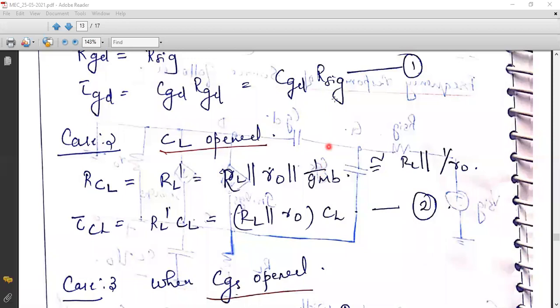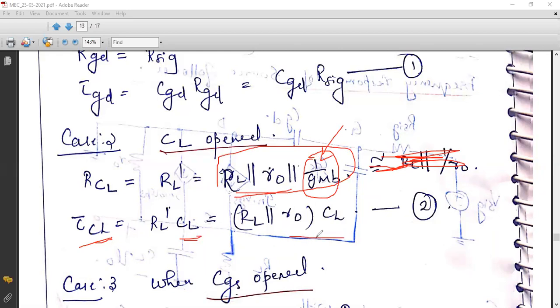Now, if there is no body effect considered, I can remove the 1 by GMB, so that I will retain only RL parallel R0. Then you need to multiply with CL so that you will get the time constant tau CL. So tau CL is the product of the effective resistance that you have considered and the capacitance CL. You can go with this equation, but this is a special case where there is no body effect.